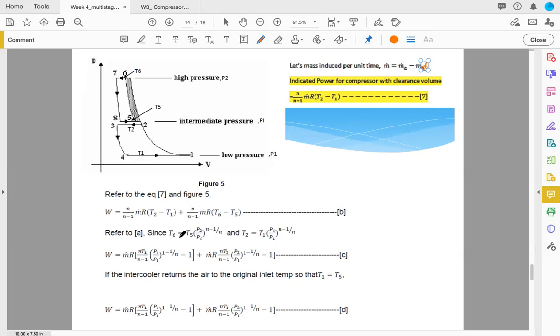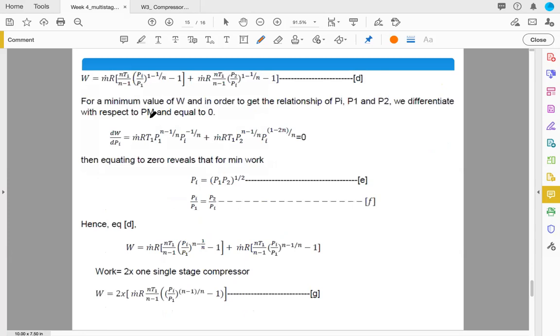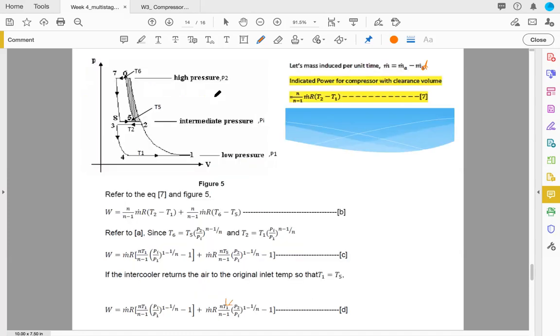And since the stages are polytropic, we can use the polytropic relation to find T6, and we plug it into equation B, and T2 we plug into equation B as well, and we can get equation C. Okay, if the intercooler returns the air to the original temperature, like I mentioned to you, if the intercooler is doing well, then T3 or T5 after the intercooler should equal T1. So therefore, the T5 here, I can write as T1, and therefore I can say this is also equal to this, which is equation D. Look properly, they are the same.